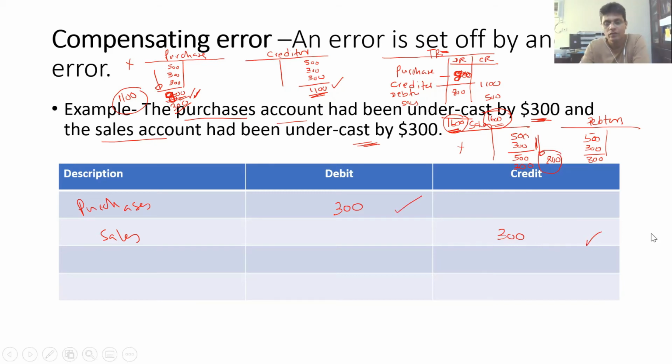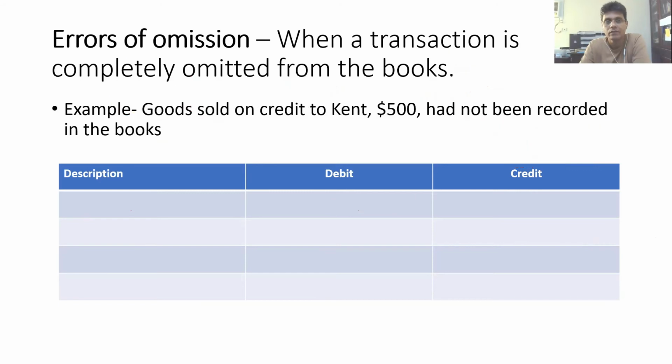Okay, now next one. Errors of omission is very simple. Errors of omission means when a transaction is completely omitted from the books. Okay, so what does it mean? You have completely omitted. If you have omitted, what you should do? You should record it. You have to record the transaction from the beginning.